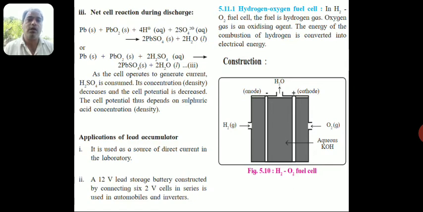Then the second one, a 12-volt lead storage battery constructed by connecting six 2-volt cells in series is used in automobiles and inverters.